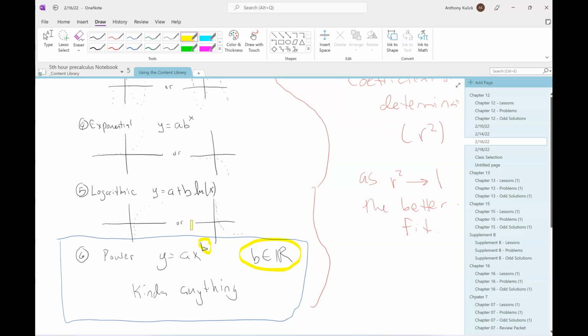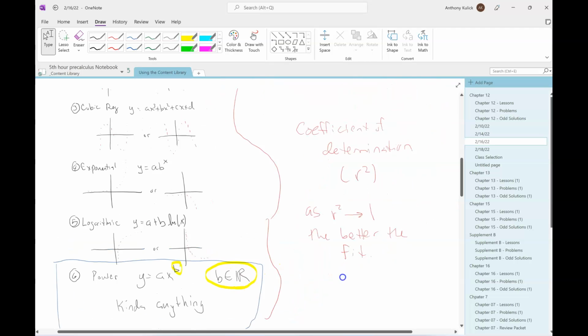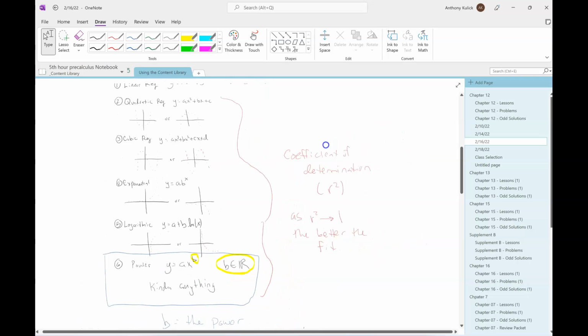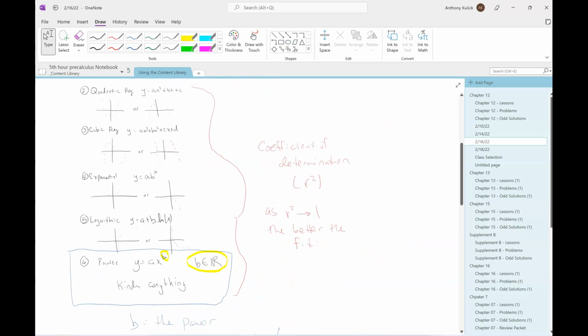Now, when we talked about how good of a fit a linear regression was, we used that correlation coefficient, that value for R. When we talk about how good of a fit any of these other nonlinear models are, the quadratic, the cubic, the exponential, the logarithmic, or the power, we use what's called the coefficient of determination. That's the R squared. You notice that that's come up when we've done our regressions also.